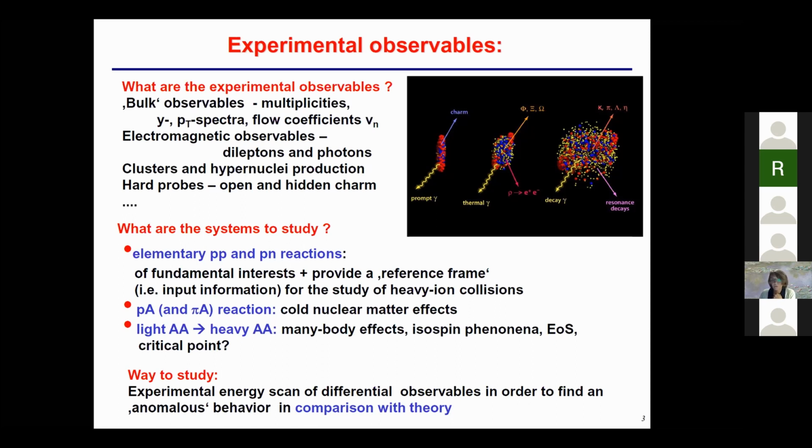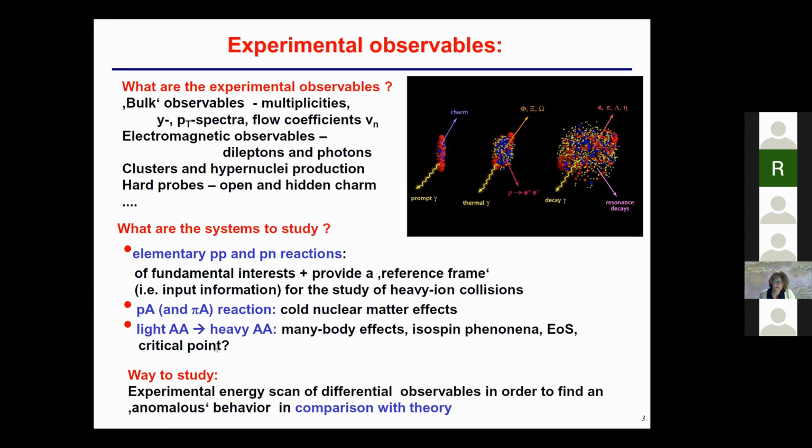And again, what do we study? We study different systems, and that is very important. We start with elementary proton-proton collisions and proton-neutron, which is very hard to realize experimentally. Usually we have experiments on light nuclei such as the deuteron. But that is of fundamental interest in itself. And for heavy ion collisions, it has another important role because it provides the reference frame and some input information to study heavy ion collisions.